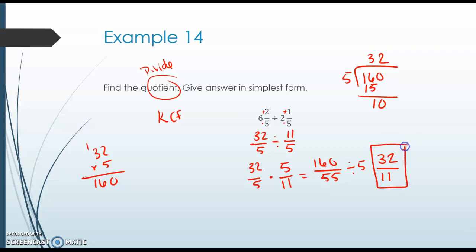On your test, because it's paper pencil, you can leave it there. But if on Math Excel it wants it again as a mixed number, which it probably will since you're starting with mixed numbers, we're going to do 32 divided by 11. So 11 goes into 32 twice, which would be our 22, and we're left with 10 remaining. So we are going to have 2 and 10 elevenths as our answer.